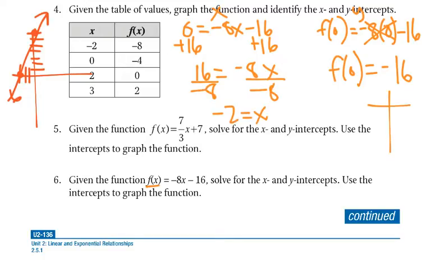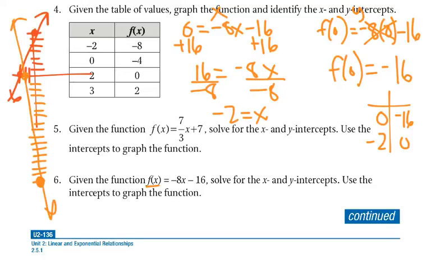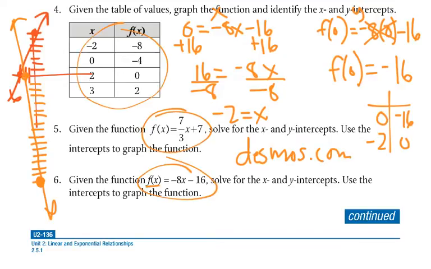So if we made a table, it would be 0, negative 16, and negative 2, 0. For our y-intercept, negative 16 right there, x-intercept, negative 2, and there's our graph. Now remember, if you have Desmos on your phone or go online, that's a great place to graph all these, to check your work, to see how well you're doing. You can even make a table on it. Or, if you have a graphing calculator, you can use that as well to help you double check those things.